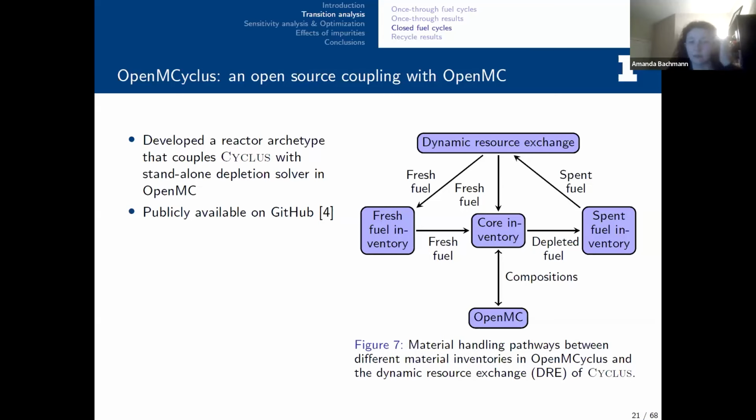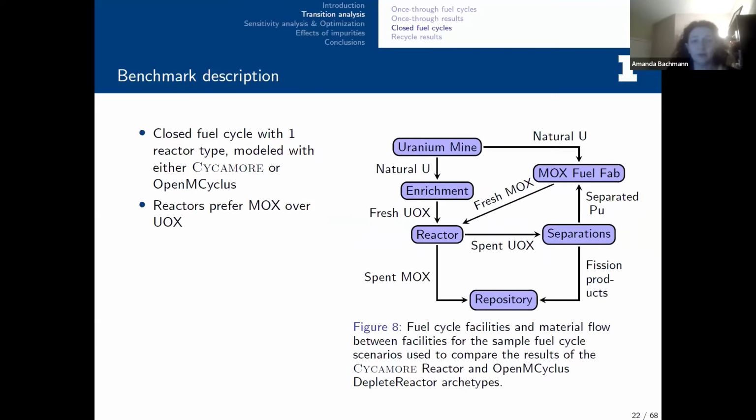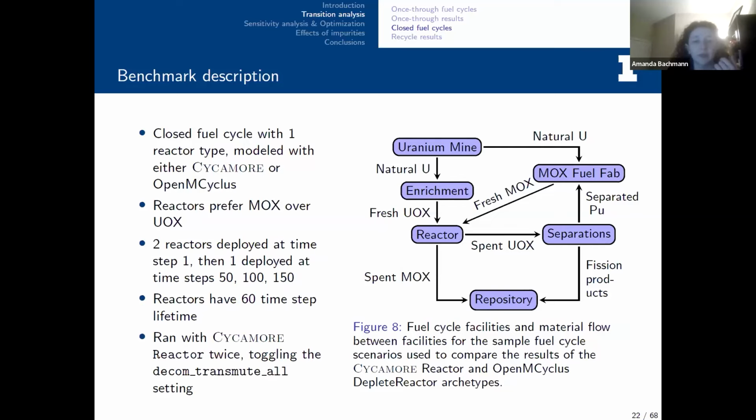It is publicly available on GitHub if you want to check it out. And then this is kind of how I benchmark this against the method in Cyclist that I was using for the once-through scenarios.